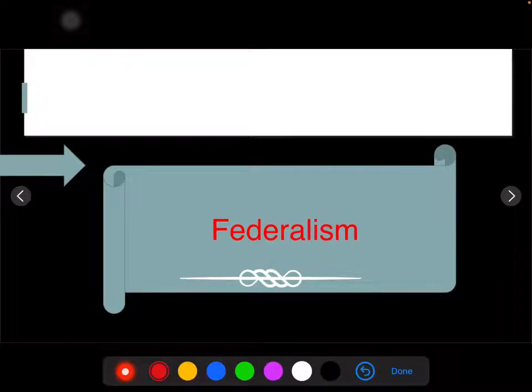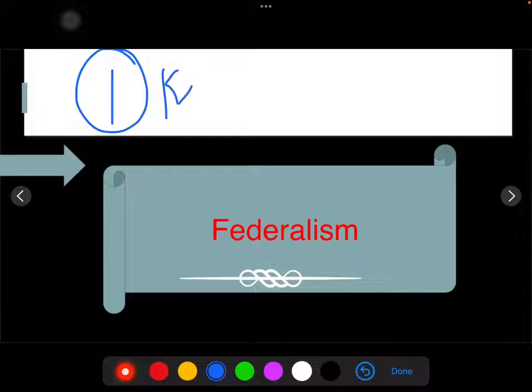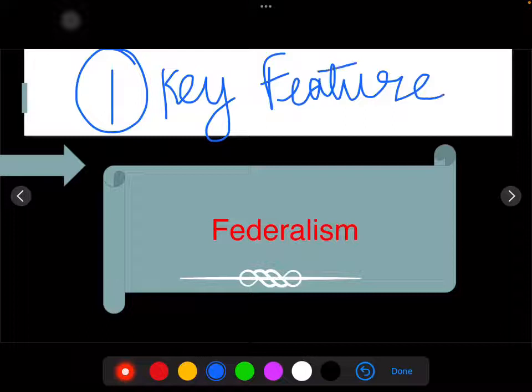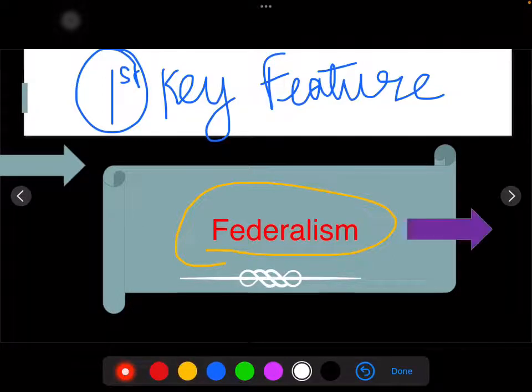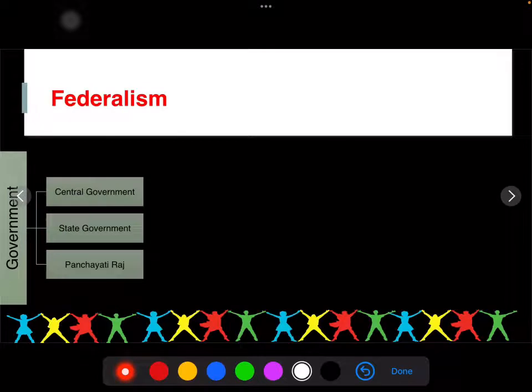So as we discussed, amongst the key features of Indian Constitution, this is the first key feature that we will be discussing. The first key feature of Indian Constitution is federalism. Let's go. Federalism. Now, before going into what's federalism, I would like to visualize it and then go to the text part.